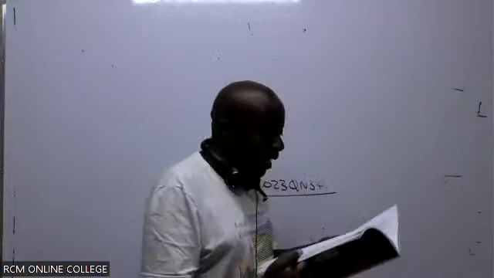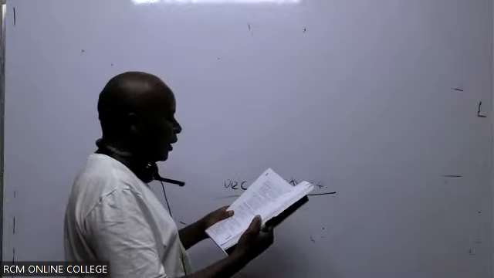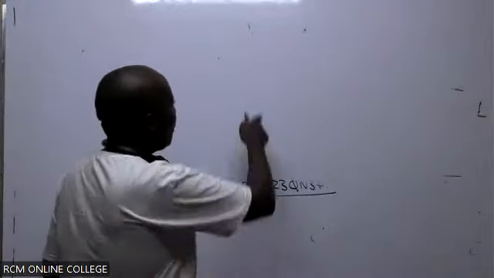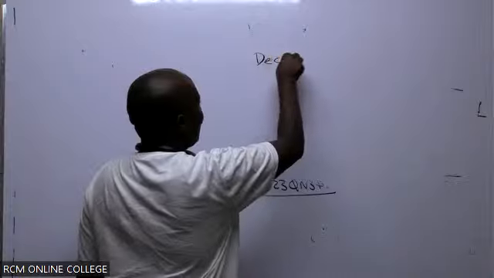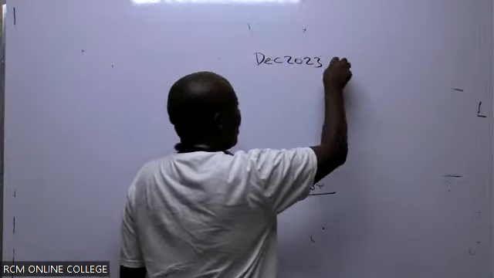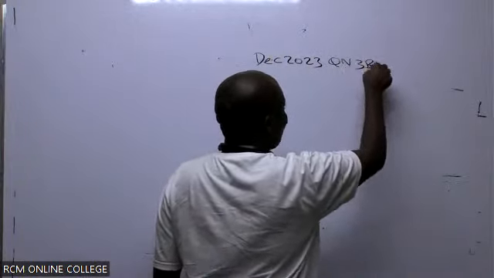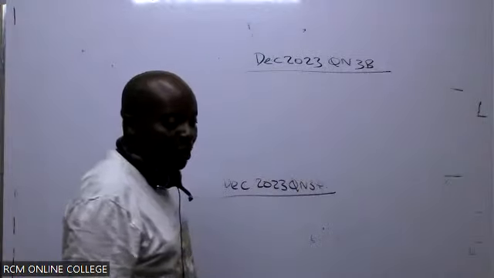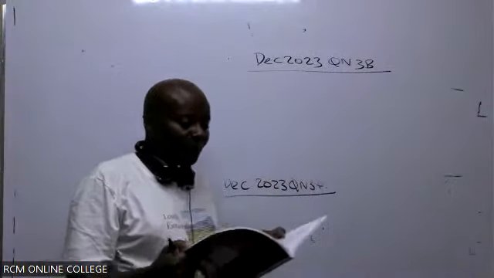Corporation tax rate applicable is 30%. So we are doing this December 2023, Question number 3B. Somebody has already shared the question on the WhatsApp group.